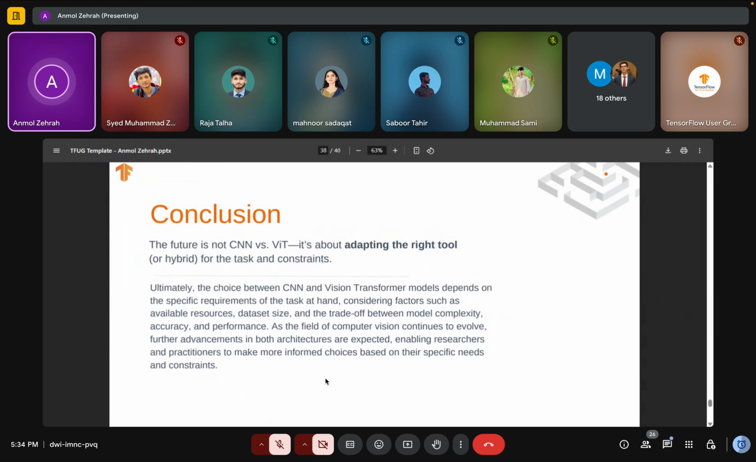Ultimately, the choice between CNNs and VITs comes down to your task requirements. So basically, you're going to look at what task you have at hand, what your available resources are, what data set sizes you have, and what the trade-offs are between model complexity, accuracy, and performance. Slowly and gradually, as computer vision evolves, we can expect a lot more advancements and a lot more new architectures coming up.